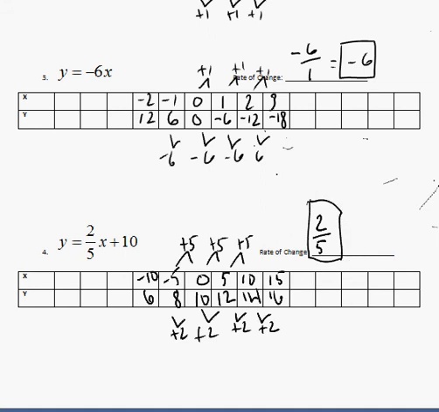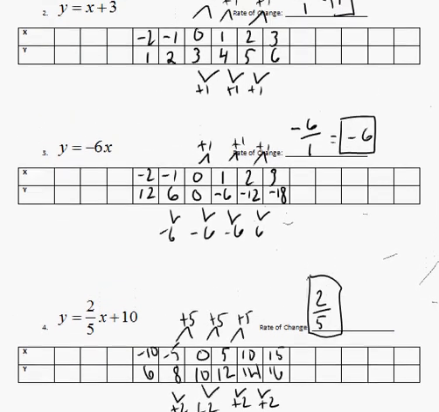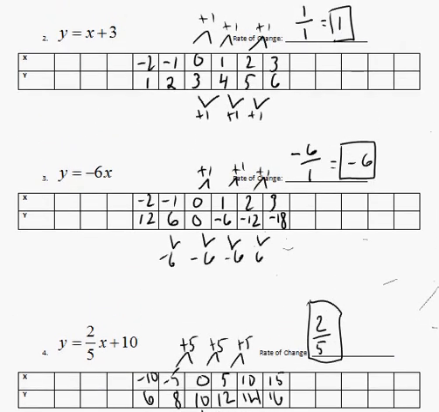Now, I hope you've noticed something interesting and significant as we've gone through these 3 problems, which is that the rate of change for each of these equations corresponds to the coefficient of x. For instance, in number 2, the coefficient of x is 1. When it's just x, that's really 1 times x, or 1x, and we see that our rate of change is 1.